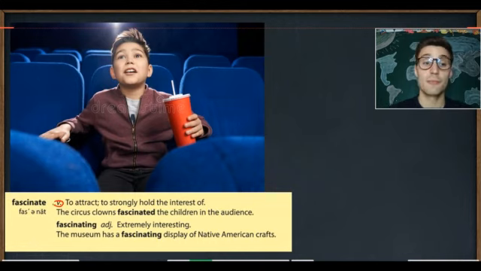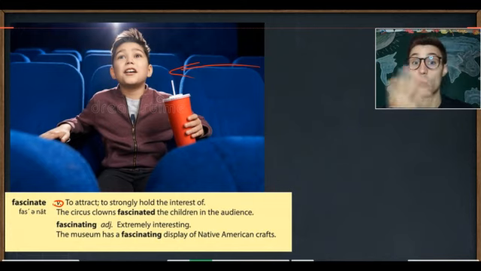Fascinate has a verb meaning. So to fascinate means to attract, to strongly hold the interest of. The circus clowns fascinated the children in the audience. See, this boy is fascinated by what he is seeing. What do you find fascinating? I find shows about nature, TV shows about nature, fascinating. Shows about nature fascinate me.